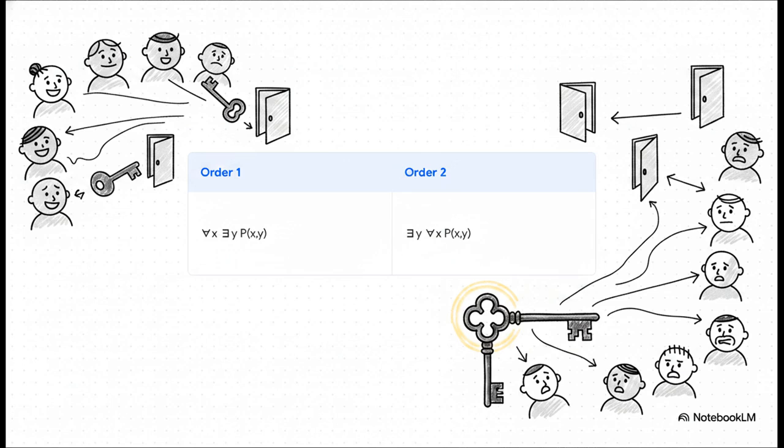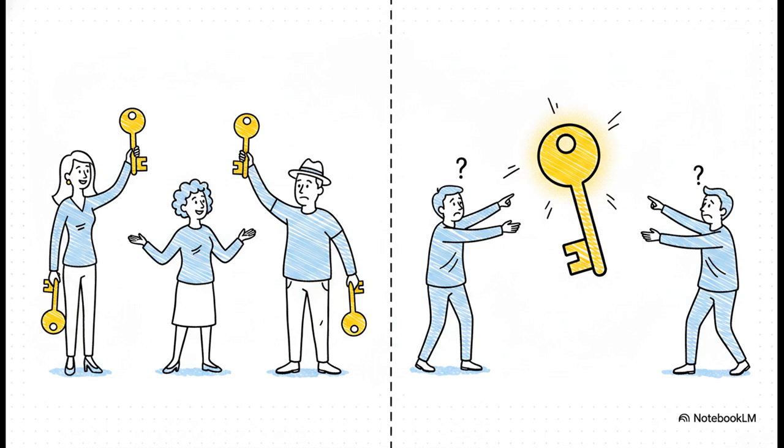But now, let's look at the second formula where we swapped the order. Step 1, there exists a specific key. Step 2, for every person. Step 3, that unlocks a door. Translation, there is one specific key that every single person has. I mean, think about how absolutely absurd that is. That implies there's just one magical master key floating around out there that all 8 billion people on Earth share to get inside.